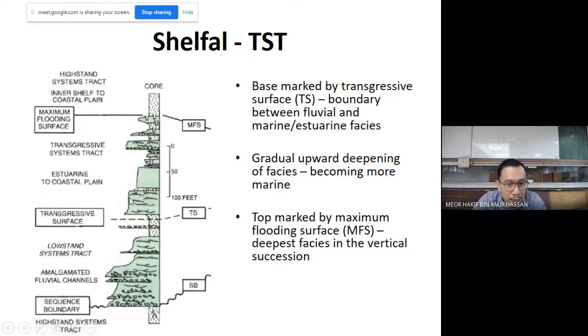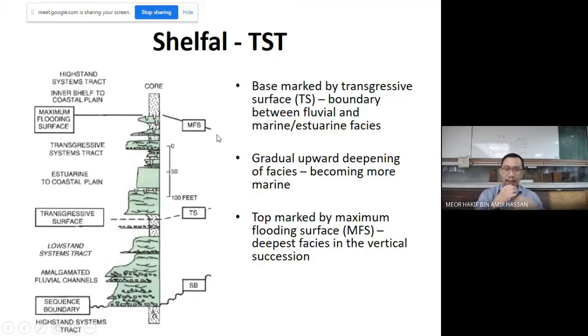And it becomes more and more marine as you go further above. Notice there is a lot more bioturbation. These symbols here represent burrows. Yeah? So more bioturbation at the top because it's getting more and more marine. And the most marine, the deepest facies will be here. Once you reach the deepest facies, this is going to be the maximum flooding surface.